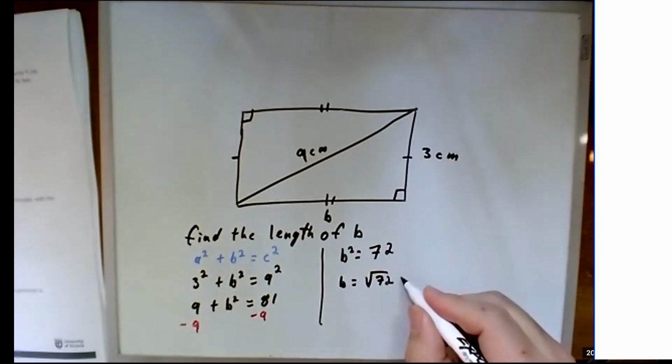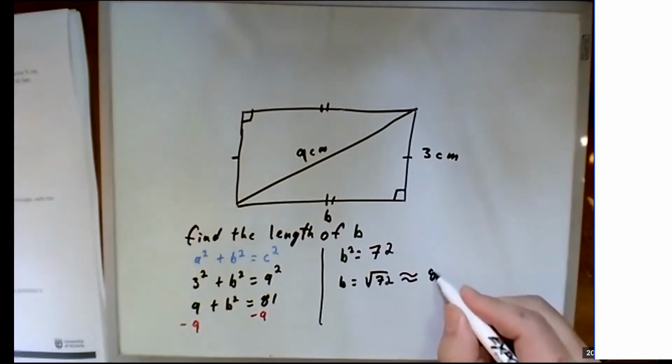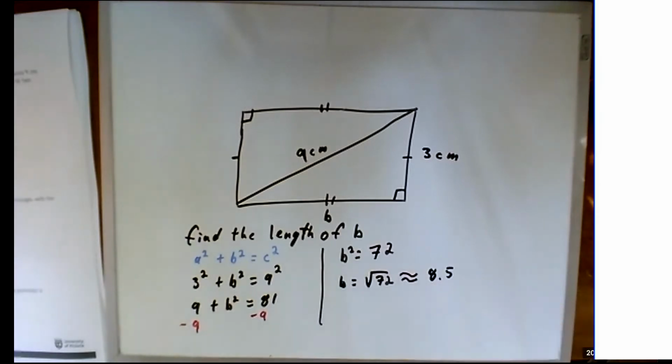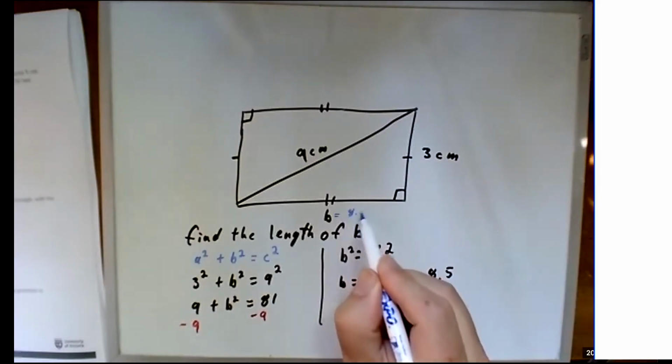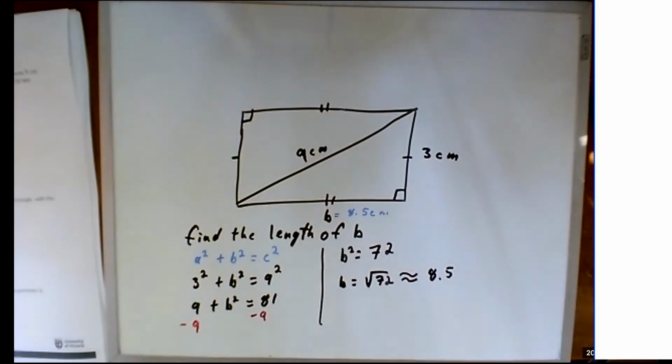And if you plug the square root of 72 into a calculator, it will tell you that it is worth approximately 8.5. I'm going to go ahead and use that 8.5 number for the rest of this just to make life easy. But that is what we're looking for to start with here. So this is going to be equal to 8.5 centimeters.